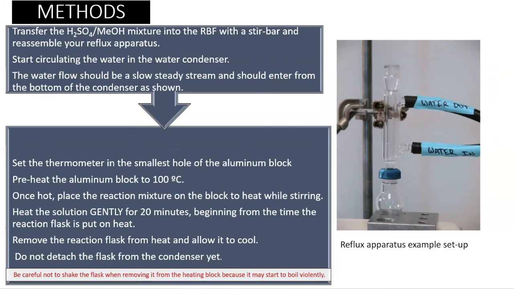The water flow should be slow to steady stream and should enter from the bottom of the condenser as shown. Set the thermometer in the smallest hole of the aluminum block and preheat the block to 100 degrees Celsius. Once hot, place the reaction mixture on the block to heat while stirring. Heat the solution gently for 20 minutes, beginning from the time the reaction flask is put on the heat. Remove the reaction flask from heat and allow it to cool. Do not detach the flask from the condenser yet. Be very careful not to shake the flask when removing it, as this may cause it to start boiling violently.